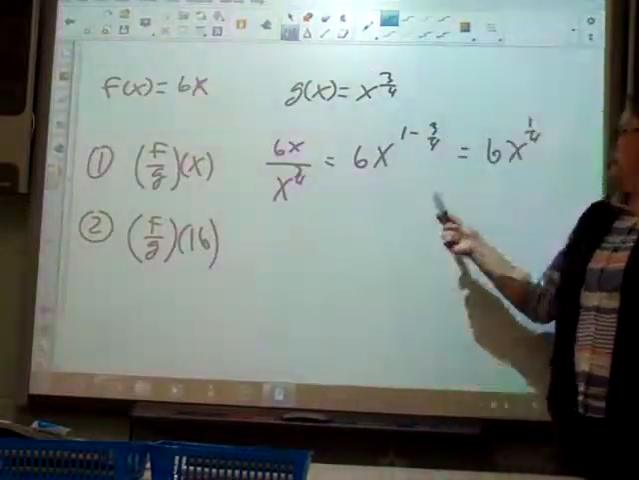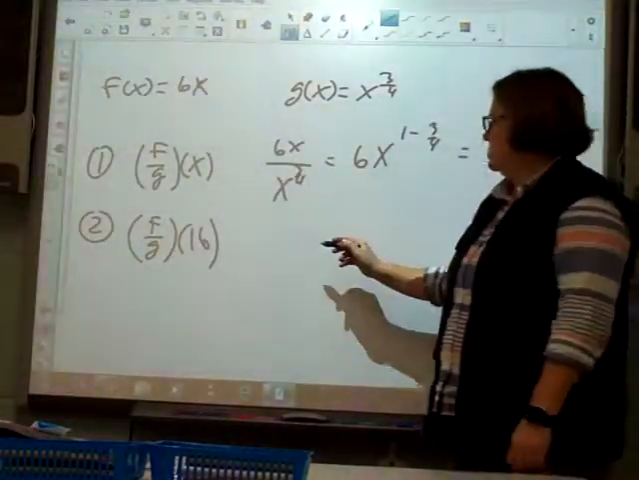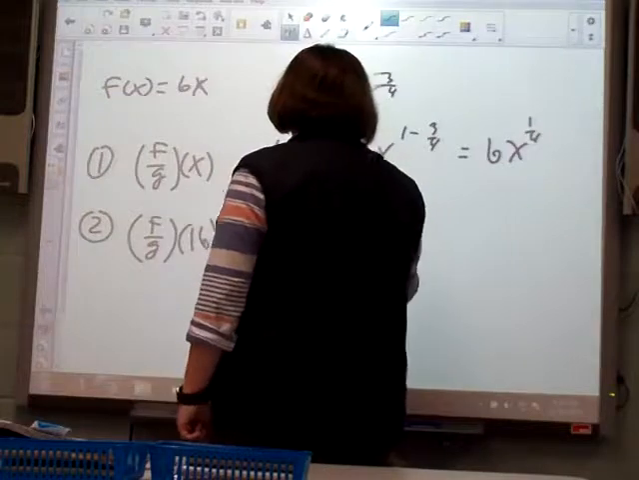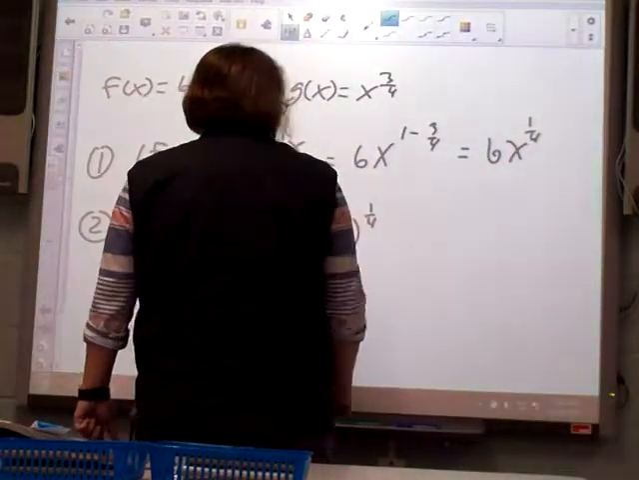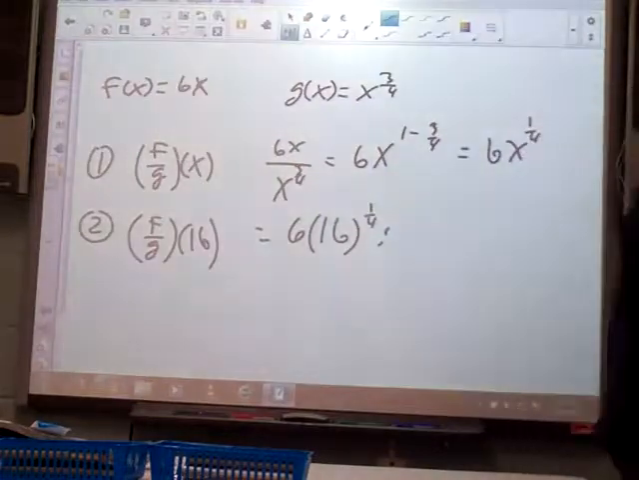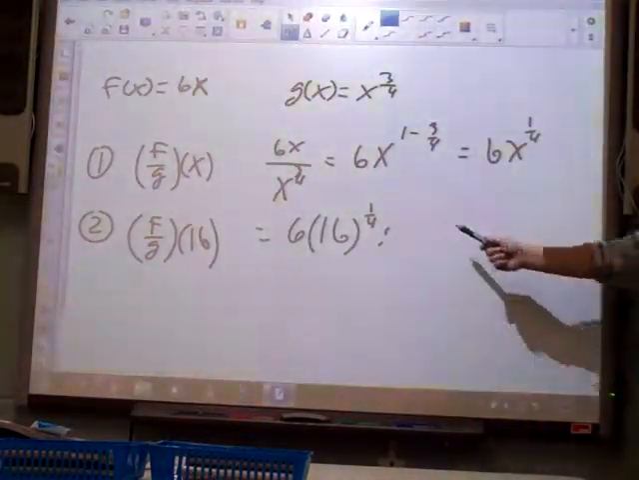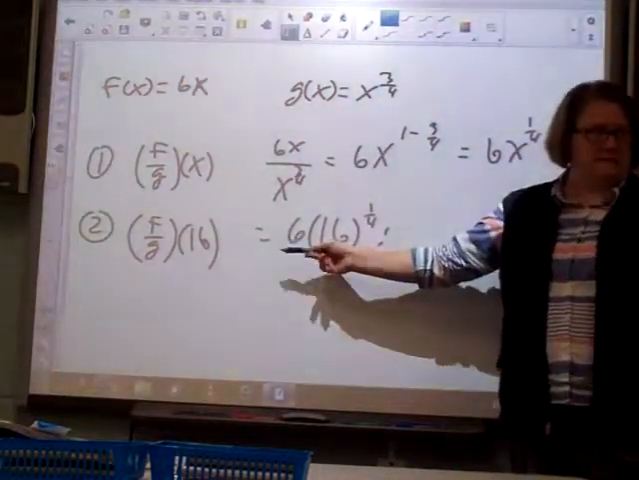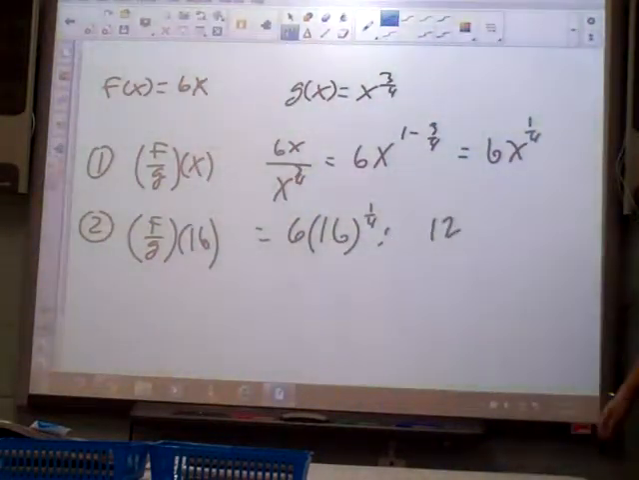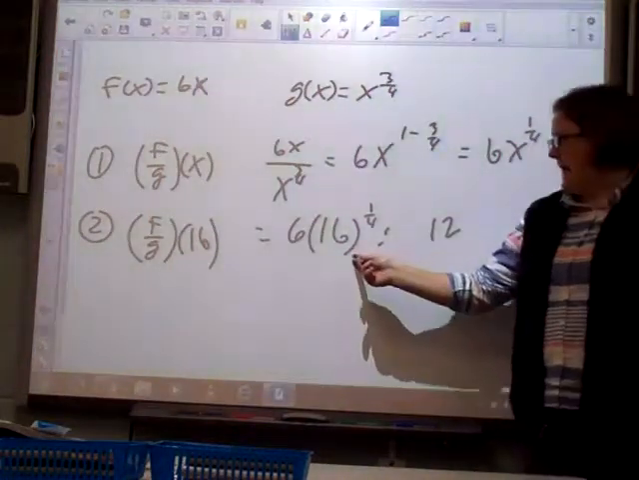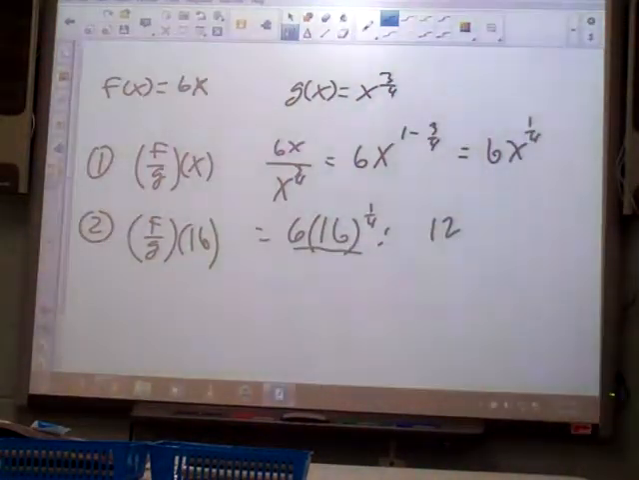Now, number 2, we have to plug a 16 in. So I'm going to do 6 times 16 to the 1/4. If I'm working this without a calculator, I want to figure out what 16 to the 1/4 is first, and then multiply it by 6. Okay, so the 4th root of 16, Stephen says, is 2. 2 times 2 is 4, times 2 is 8, times 2 is 16, so that's correct. So I get a 2 from here, and then times 6, which is 12. You could type that in like that in your calculator and get the same answer.